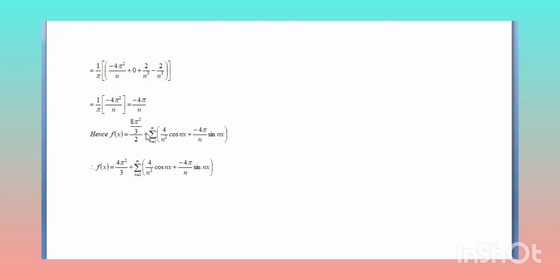F of x is equal to A0 by 2 plus summation n equal to 1 to infinity an cos nx plus bn sin nx. A naught is 8 pi square by 3 divided by 2 plus summation n equal to 1 to infinity, an is 4 divided by n square cos nx plus bn is minus 4 pi divided by n sin nx. So 8 pi square by 3 divided by 2, you can cancel 2, 8 by 2 is 4. So f of x is equal to 4 pi square divided by 3 plus summation n equal to 1 to infinity 4 divided by n square cos nx minus 4 pi by n sin nx.